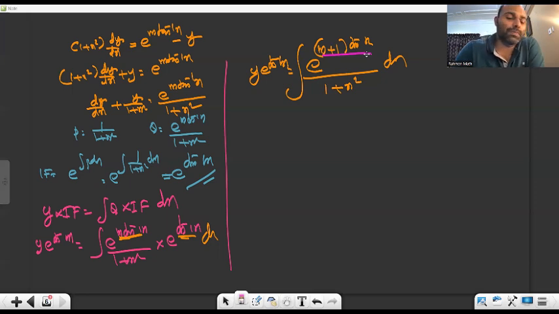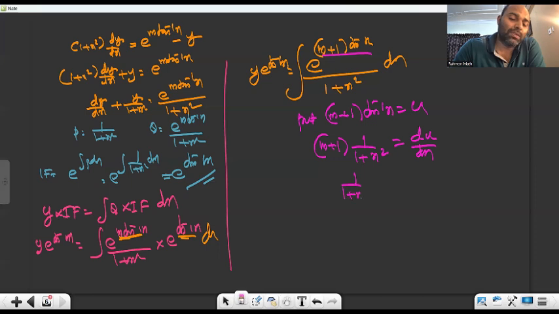So I hope everyone understood. Put (m plus 1) tan inverse x equal to u. When you're differentiating, what's the tan inverse x derivative? 1 by 1 plus x square. So not y, use u, because y is already there in the question, okay? So 1 by 1 plus x square dx can be replaced by du by (m plus 1).